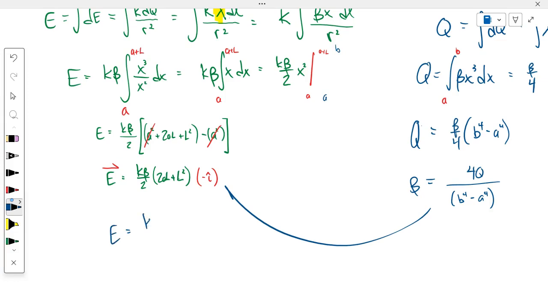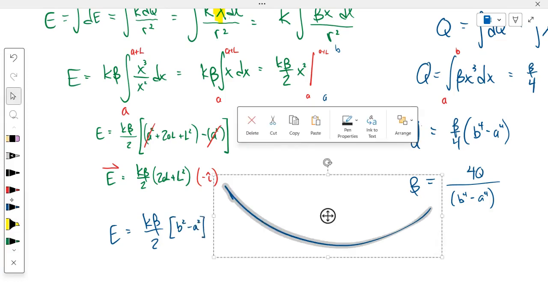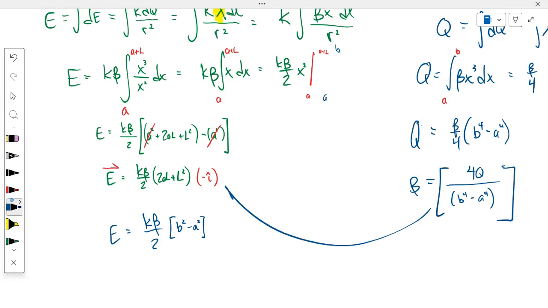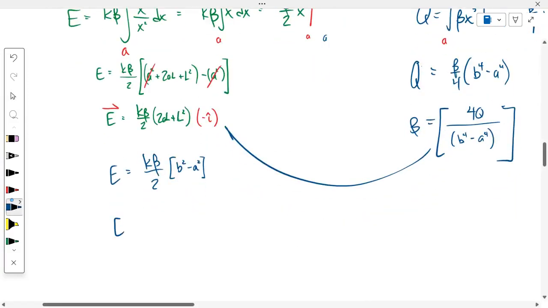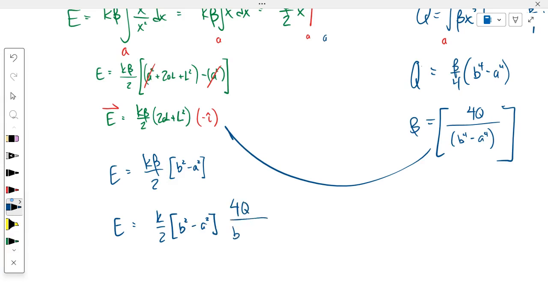then we'd have E is K beta over 2, and it would simply be, watch this, b squared minus a squared, right? But look, here's what beta is. So let's put that in here. K over 2, b squared minus a squared. And here's the beta part. That's 4Q over b to the 4th minus a to the 4th.